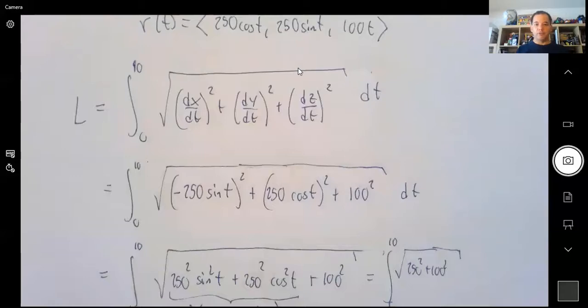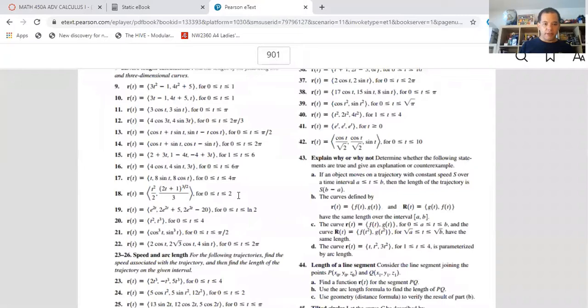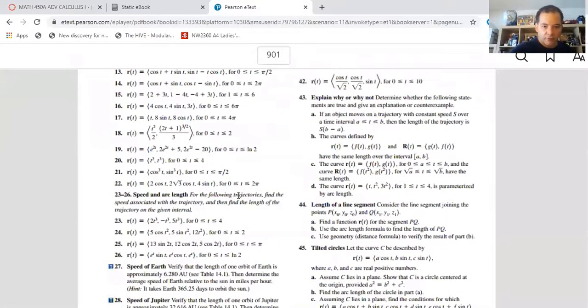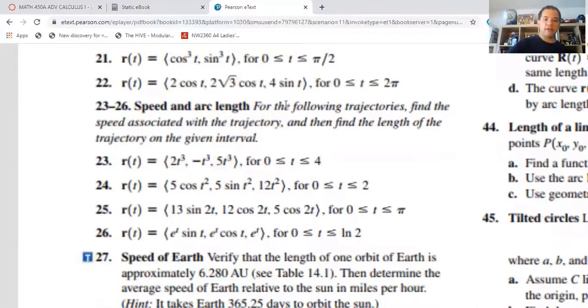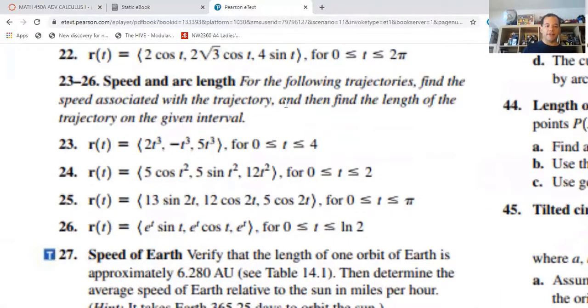So let me go to the book, okay? And let's pick some here. For example, let's see if we can do number 23. Now that was going to be easy actually, but how about 26? 26 says: for the following trajectories, find the speed associated with the trajectory and then find the length of the trajectory on the given interval. Right, and we're going to do 26.